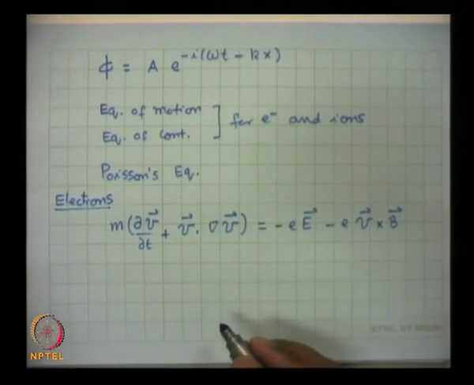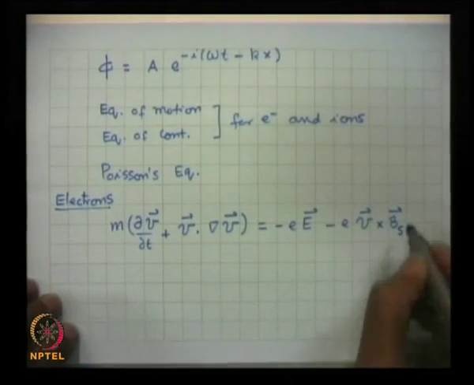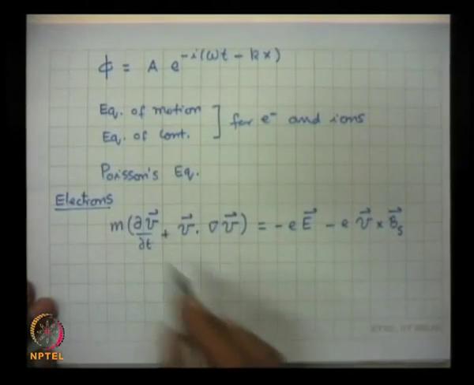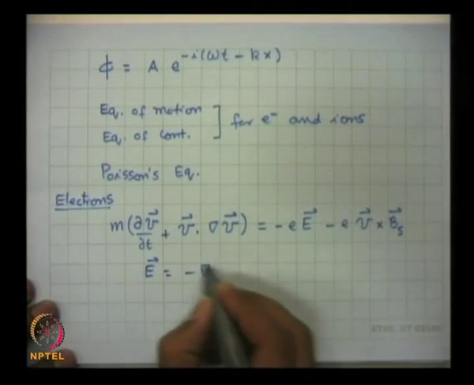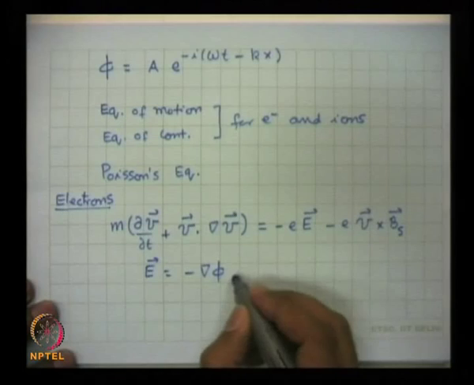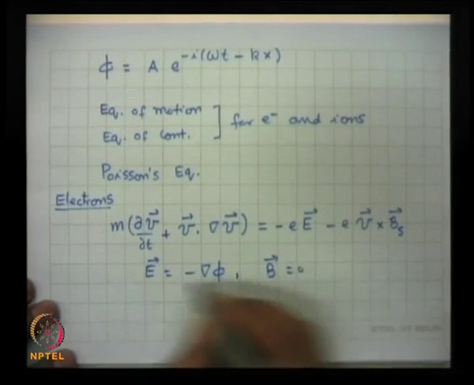In the system there is only one magnetic field, that is the static magnetic field, which is in the z direction. The perturbation is purely electrostatic. So, electric field is minus grad phi and there is no magnetic perturbation. So, B field of this wave is 0 because curl of E is 0.